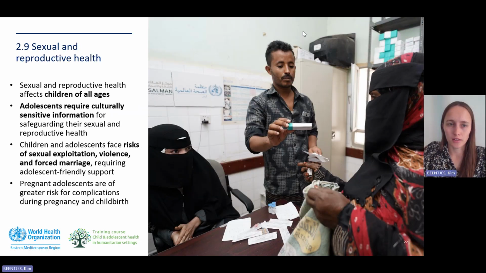Then the next topic is sexual and reproductive health. Sexual and reproductive health can affect children of all ages. And adolescents require culturally sensitive information for safeguarding their sexual and reproductive health. Children and adolescents face more risks of sexual exploitation, violence, and forced marriage. So this requires adolescent-friendly support for them. Then pregnant adolescents are also at greater risk for complications than pregnant adults. And this can happen during pregnancy, but also during childbirth.